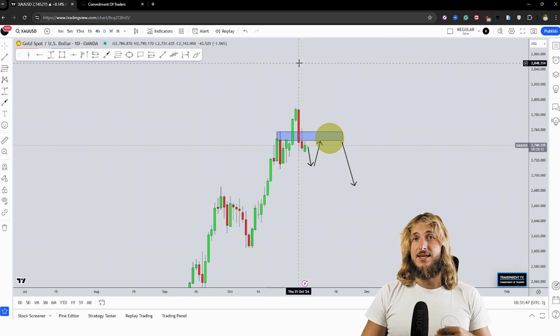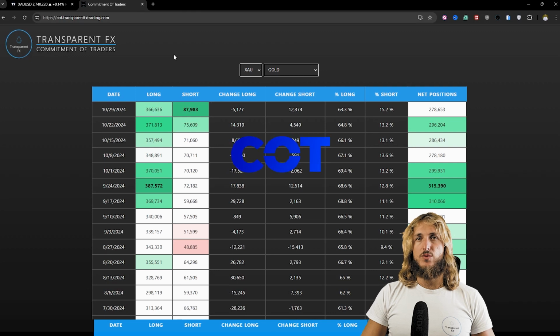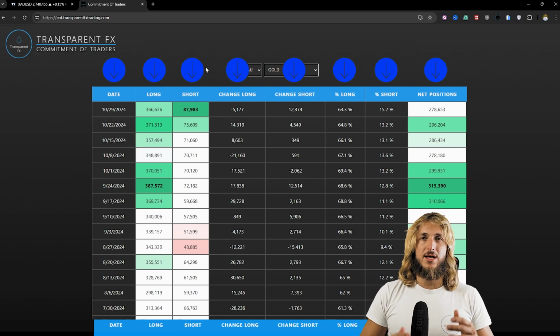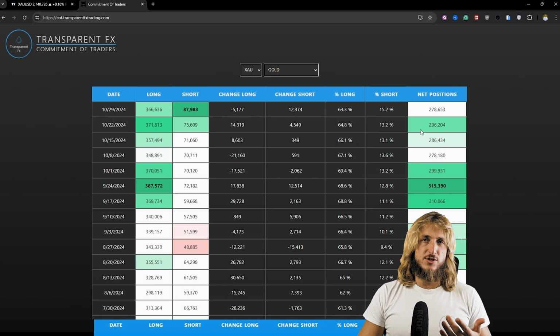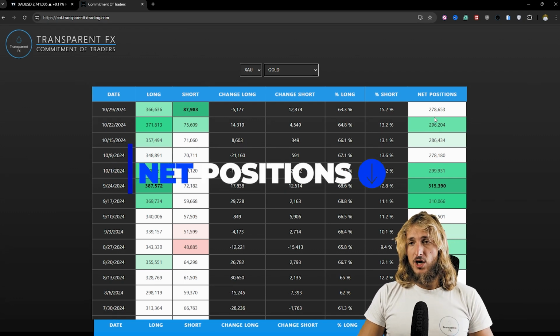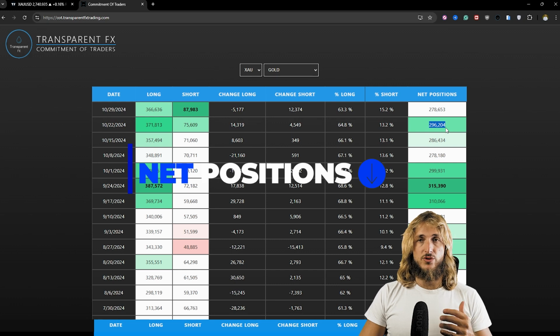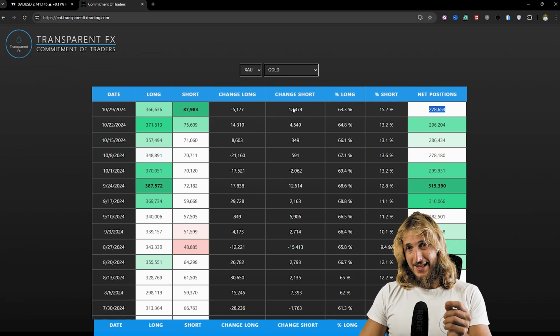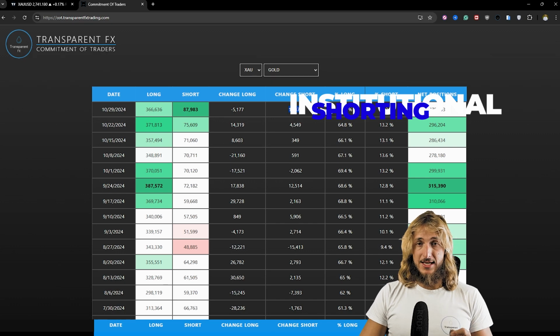Now, what do I mean when I say institutional shorting? Well, if we go and see what we have when it comes to the commitment of traders, so the COT data, so essentially what hedge funds and the big players in the market are doing, and we look at the data precisely for gold, what we can see is that especially with the last report, we had a massive decrease of the net positioning. We went from having 296.2k net positions down to having 278k net positions. So institutions have been moving back to the bearish side for gold, adding 12,000 shorts with the last report and closing 5,000 longs.